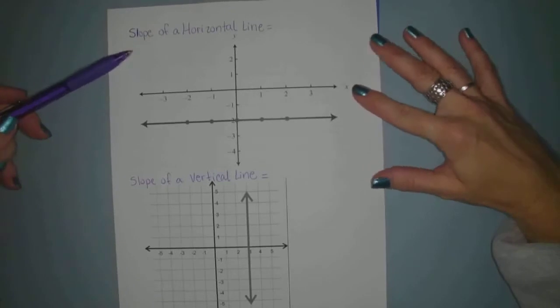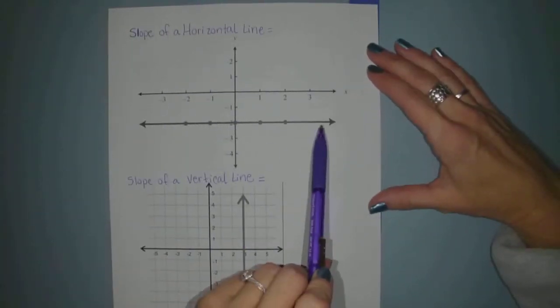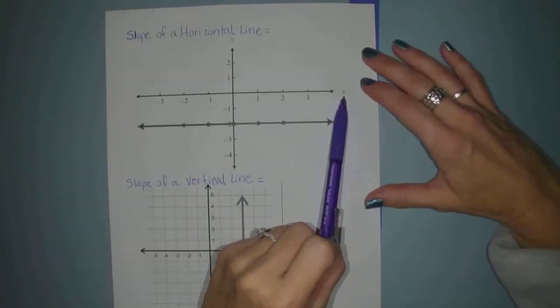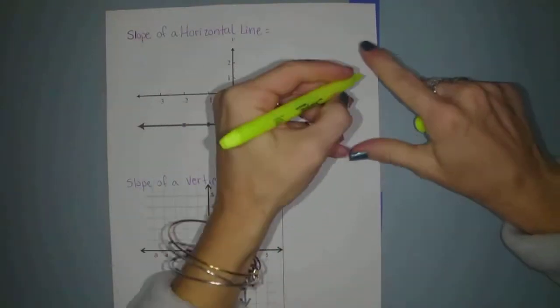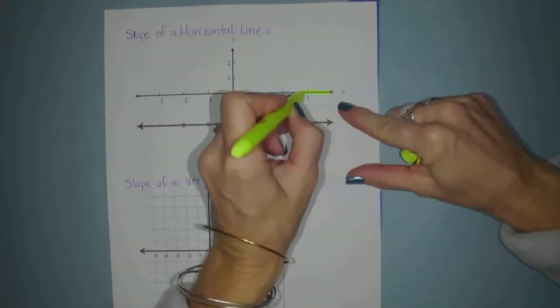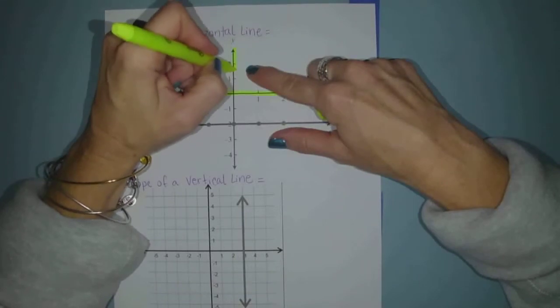Today we're going to be talking about the slope of a horizontal line, which you can see here I've drawn for you, or the computer drew it for you. So here's our x-axis, and here's our y-axis. Let me highlight over that so that we're not confusing the horizontal line with the x-axis. You always want to make sure you know where your x-axis is and where your y-axis is.